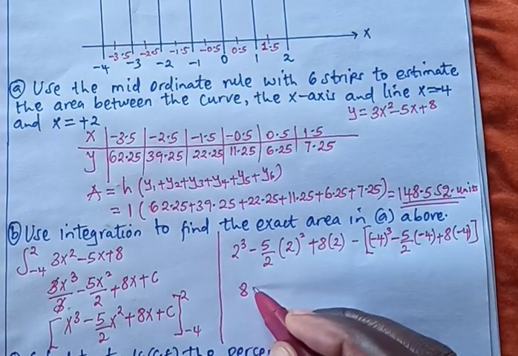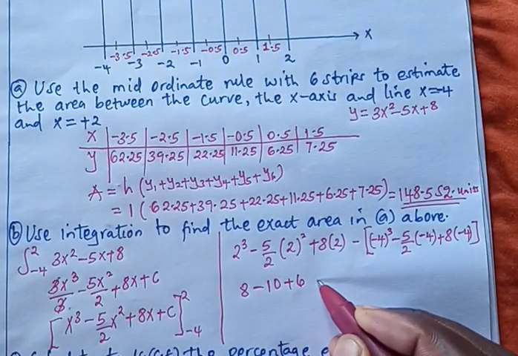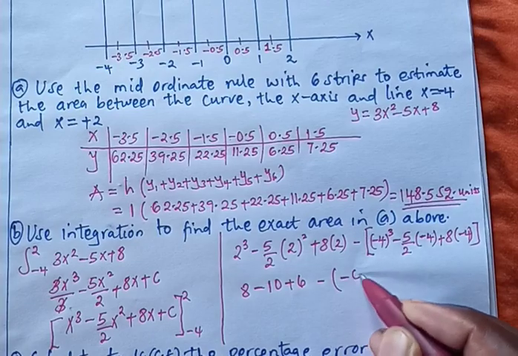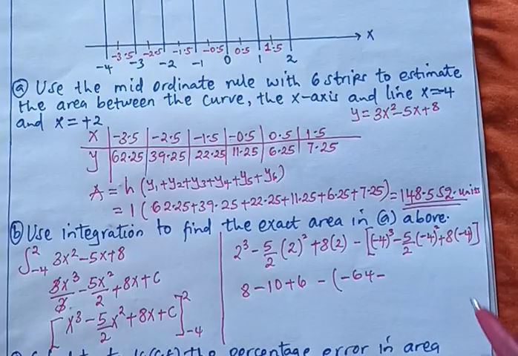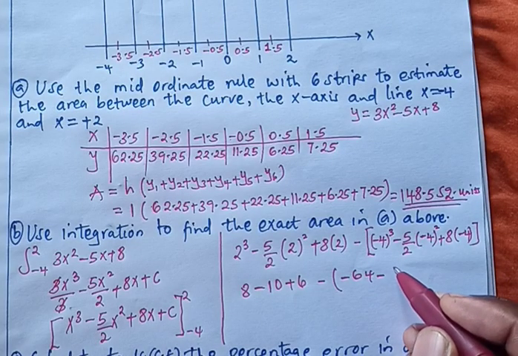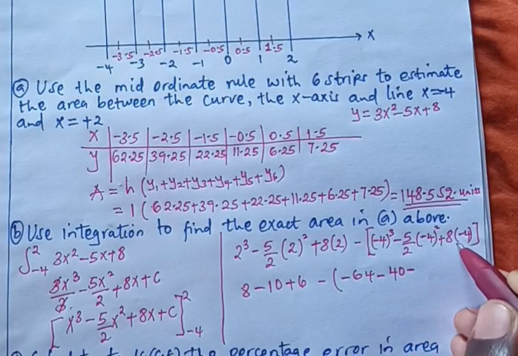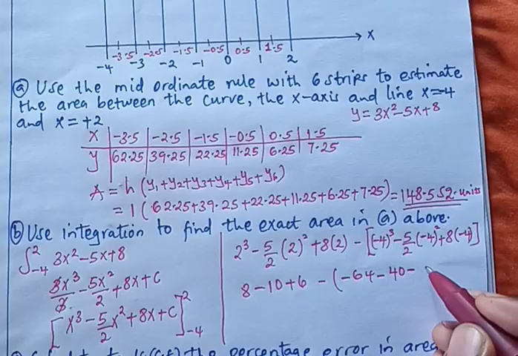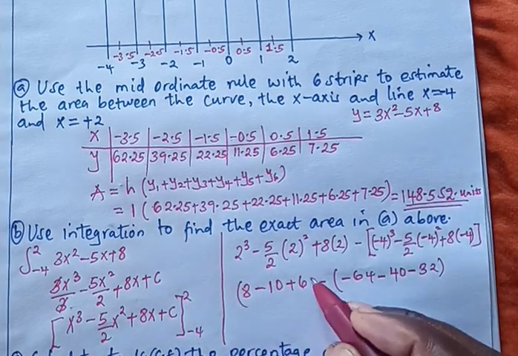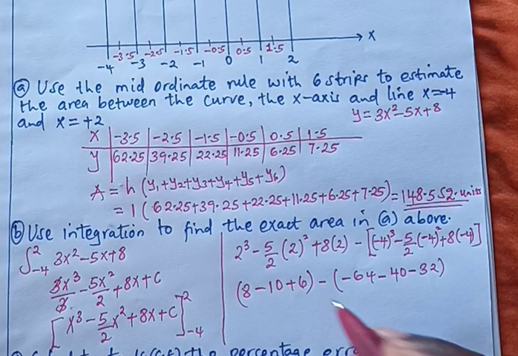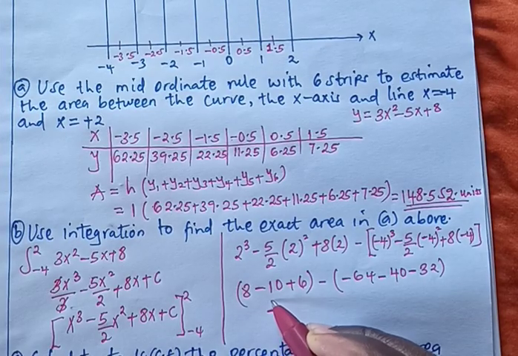This is going to give us 8, and then minus 10, and then plus 16. We are going to take away -64, then minus 5 over 2 multiplied by -4 squared, which is 16, giving -40, then minus 8 multiplied by -4, which is -32. If you handle the bracket first, the first bracket is going to give us 14.